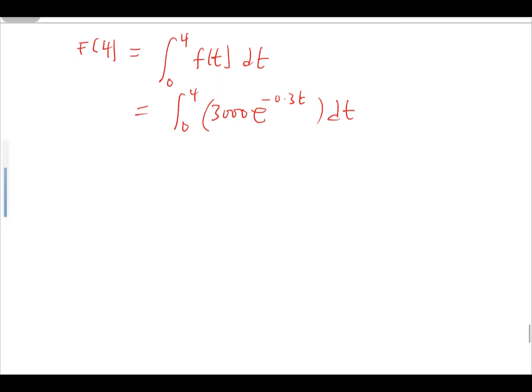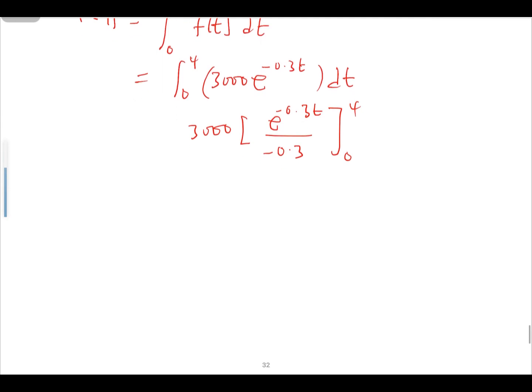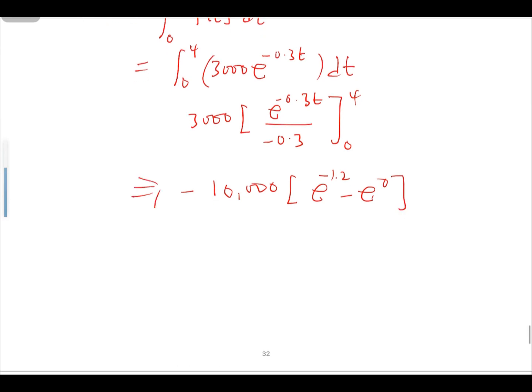And therefore, doing our integration, we are going to get 3000 exponent negative 0.3t over negative 0.3, and don't forget that we have a limit of 0 to 4 months. And therefore, we are going to get negative 10,000 exponent negative 1.2 minus exponent 0. And I hope you are aware that exponent 0 is 1.